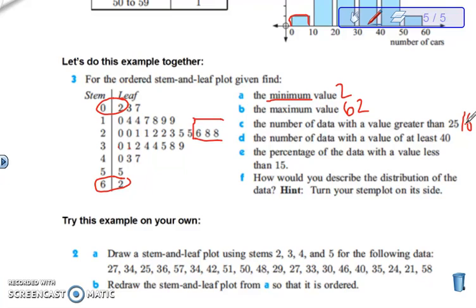Number of data with the value of at least 40. So again, 40 is right here. So at least would mean 40 or more. So 1, 2, 3, 4, 5 terms. Percentage of data that is less than 15. So there is no 15 on our list, but it would basically be between those two. Right? So it looks like we have 6 terms that are less than 15.